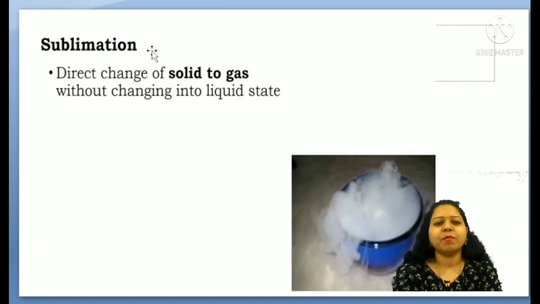Once again, we'll see what is meant by sublimation. Direct change of solid to gas without changing into liquid state is known as sublimation. And camphor and ammonium chloride are good examples of substances which undergo sublimation.